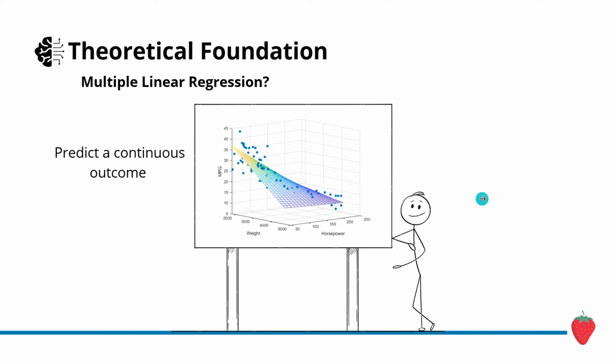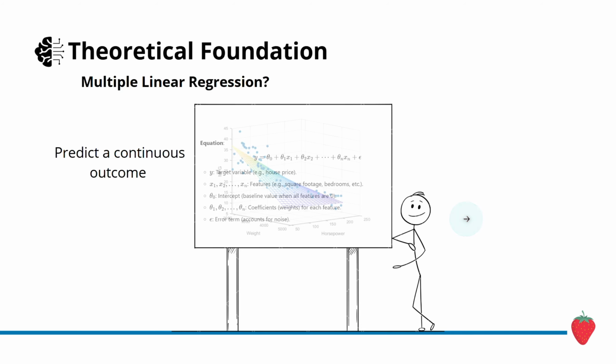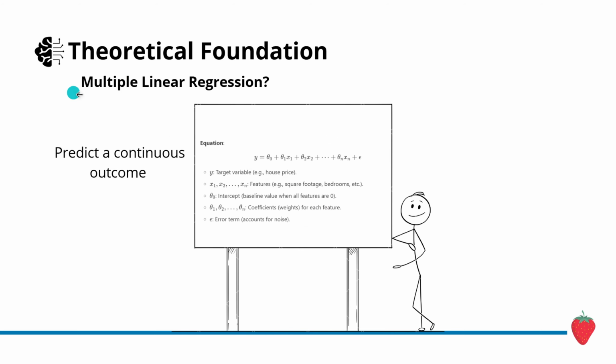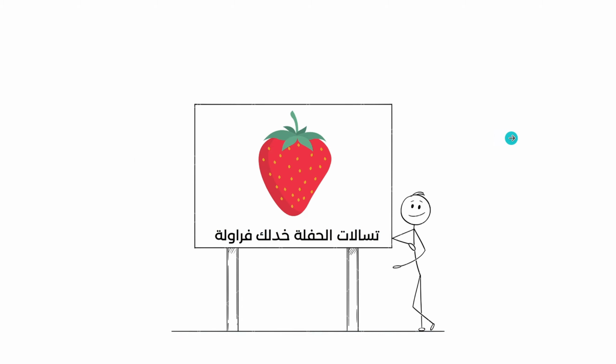It looks something like this when we plot it, depending on the variables. The equation is something like this when we have different variables, and we can even mix multiple linear regression and polynomial regression. So it's going to be a multiple polynomial regression. And yeah, that's for today.